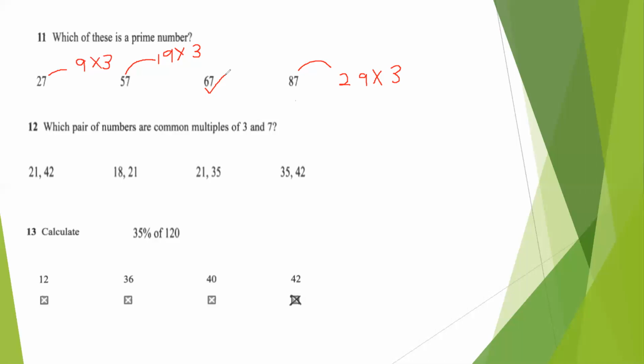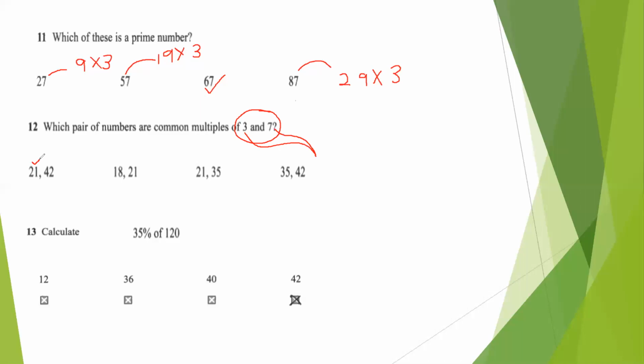Which pair of numbers are common multiples of 3 and 7? In other words, when you consider a number, that number should be in the 3 times table. And when you consider the same number, that number should be in the 7 times table. That is why we say common multiples, right? Let's see. In the 3 times table, the first one you get is 21. Yes, 3, 6, 9, 12, 15, 18, 21. In the 7 times table, 7, 14, 21. Right. The first number is correct.